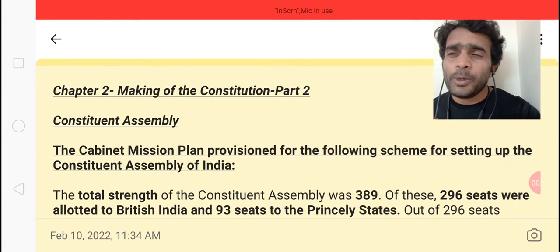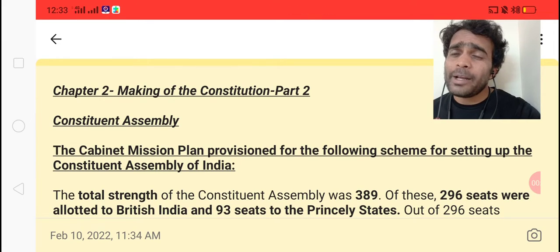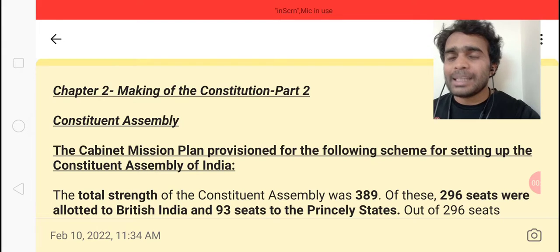We are doing the summary of M. Laxmikant. So we are doing chapter number 2, Making of the Constitution. This is the second video in this series, part 2 of the making of the constitution. Today we are going to study the Constituent Assembly.